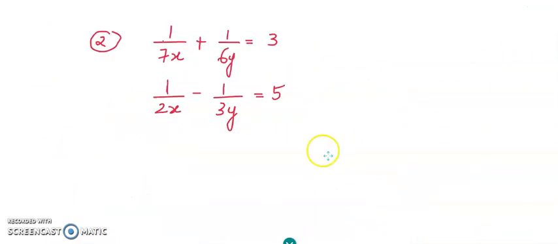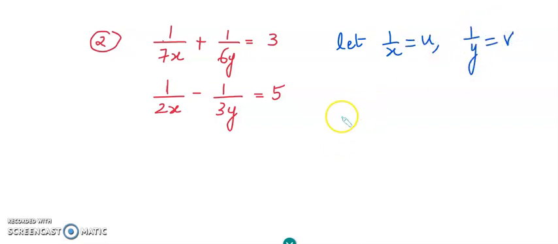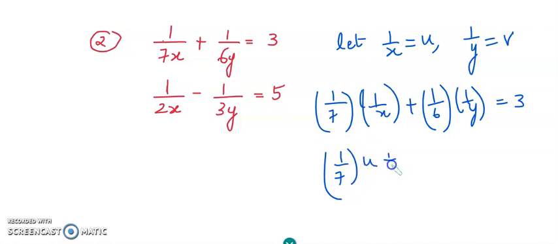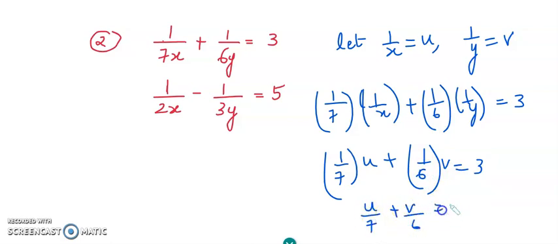Okay, let's take the next one. So here again, what we'll be doing, we'll just take let 1 upon x equals u and 1 upon y equals v. Correct? So let's work out my first equation. 1 upon 7 times 1 upon x plus 1 upon 6 times 1 upon y is equal to 3. So it will be 1 upon 7 times u plus 1 upon 6 times v equals 3. So we end up with u upon 7 plus v upon 6 equals 3.